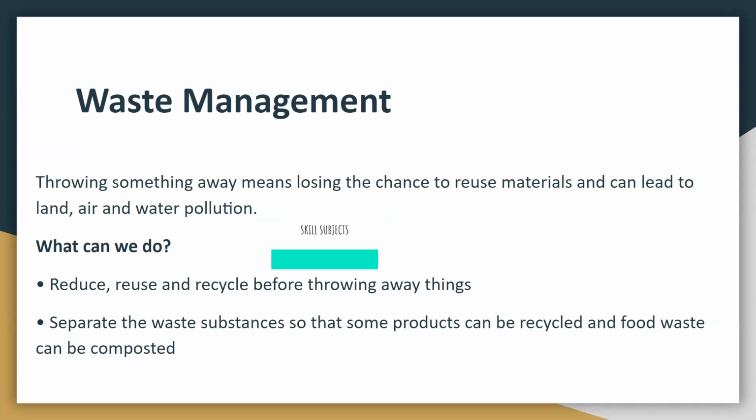It is important that the industrial waste and the house waste be managed properly. Otherwise, it is going to lead to huge untreated garbage dumps. So throwing something away means losing the chance to reuse materials, and it can lead to land, air, and water pollution. Now, what can we do about it? Try to reduce throwing away things, try reusing the product, and also recycle it before throwing it away.